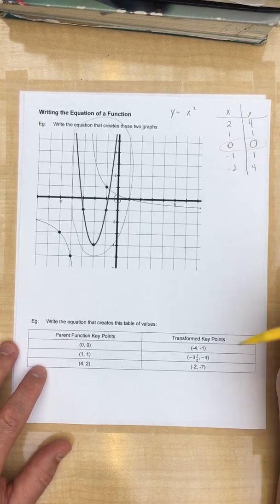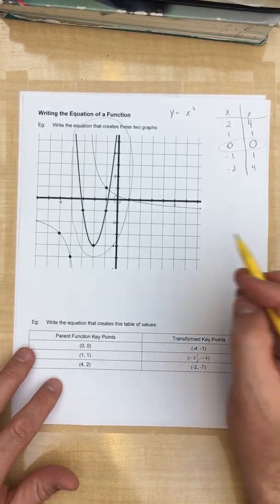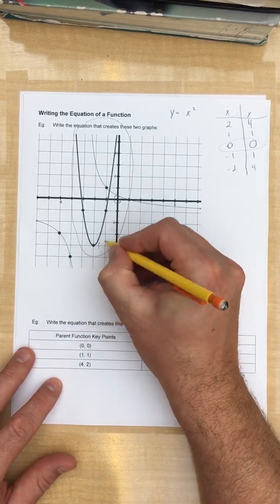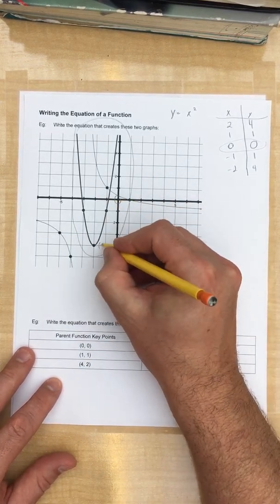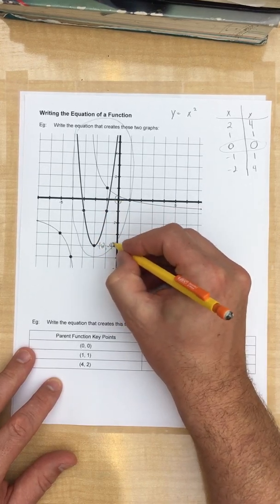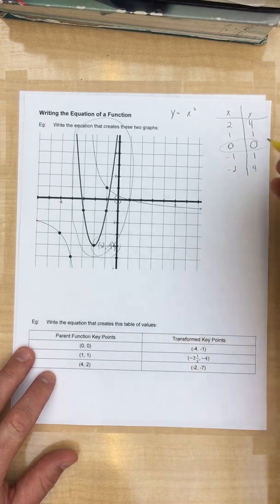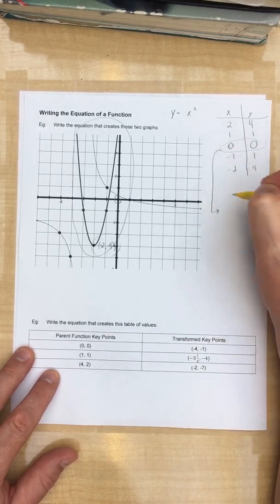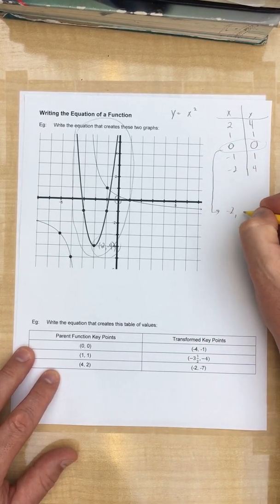The first focal point is that we can usually tell the vertex for a parabola. We can see it for a quadratic. So the new vertex is down at negative 2, negative 4. What's happened is that the point 0, 0 has turned into negative 2, negative 4.